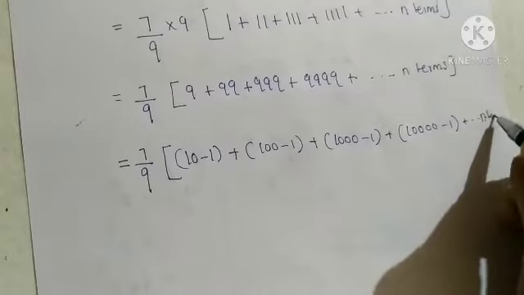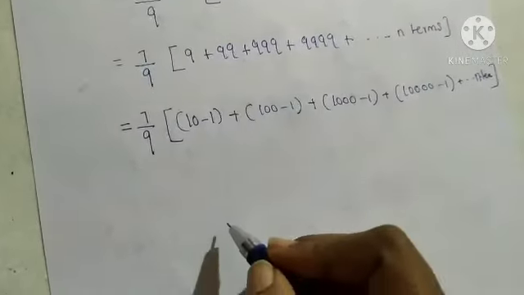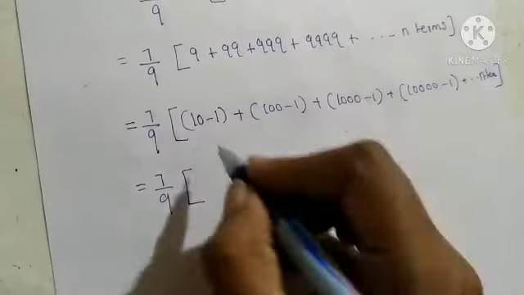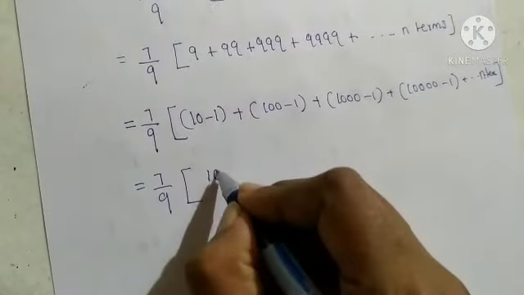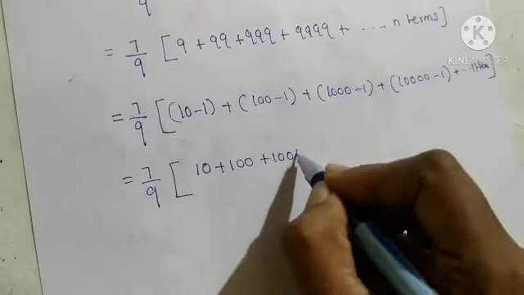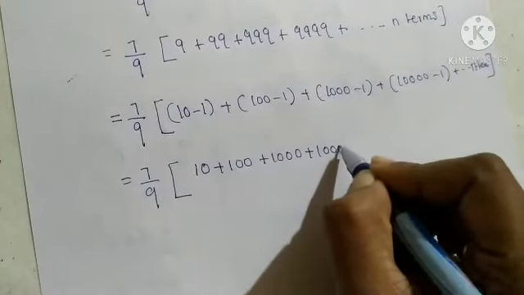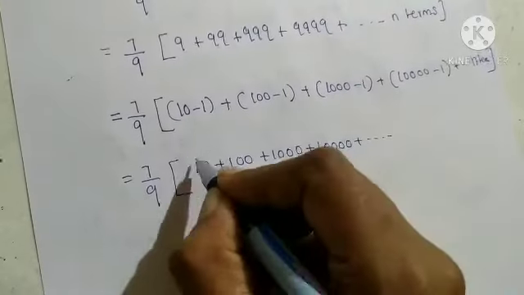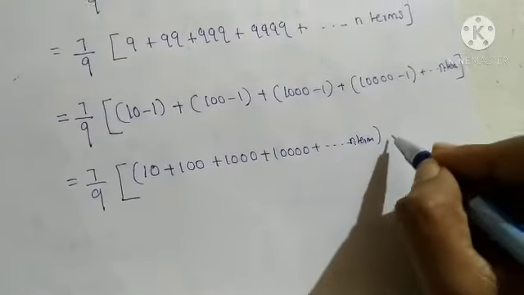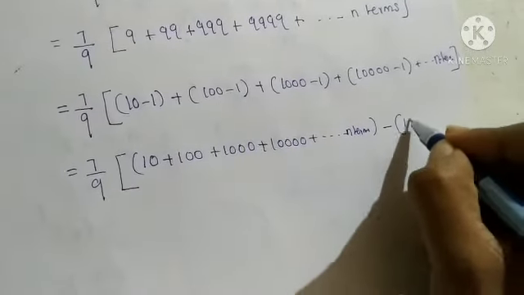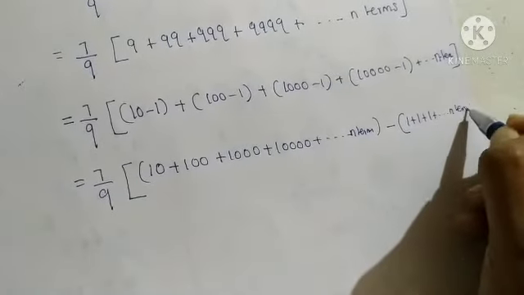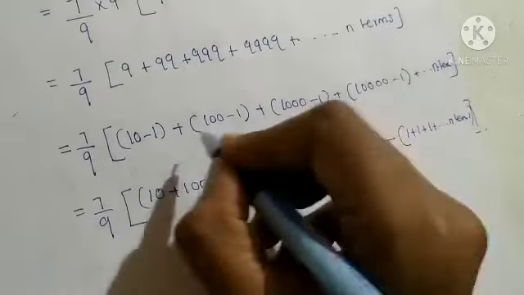Okay. So next I am going to rewrite or rearrange this whole term as 10 plus 100 plus 1000 plus 10,000 plus etc. to n terms, minus (1 plus 1 plus 1 plus etc. to n terms). So just rearranging this term, we get this.